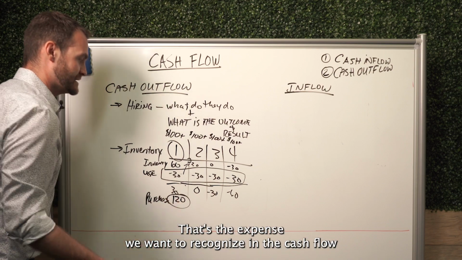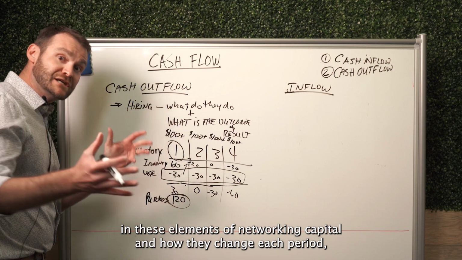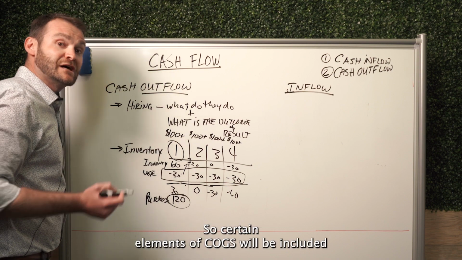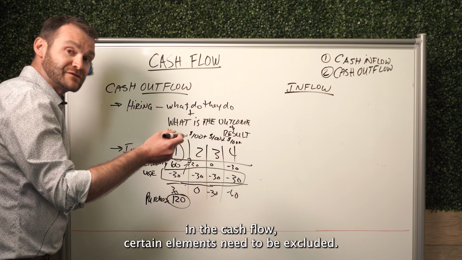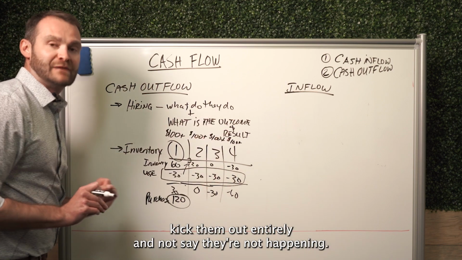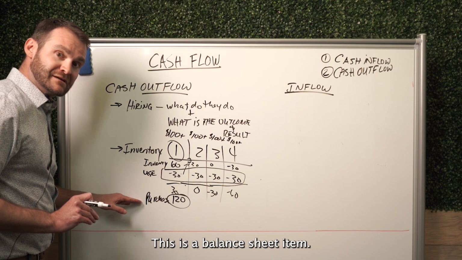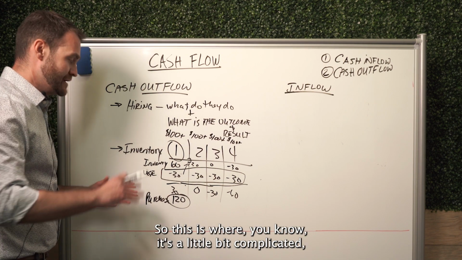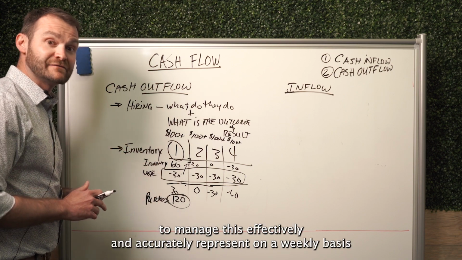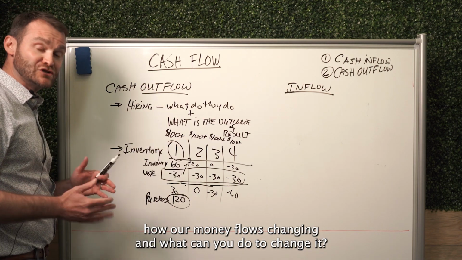That's the expense we want to recognize in the cash flow, in these elements of net working capital and how they change each period, not what's in your COGS there. So certain elements of COGS will be included in a cash flow. Certain elements need to be excluded, but we're not just going to kick them out entirely and say they're not happening. They're more reflected in the balance sheet, the changes in the balance sheet. So this is where it's a little bit complicated, but your CFO or your controller should be able to manage this effectively and accurately represent on a weekly basis how our money flows are changing.